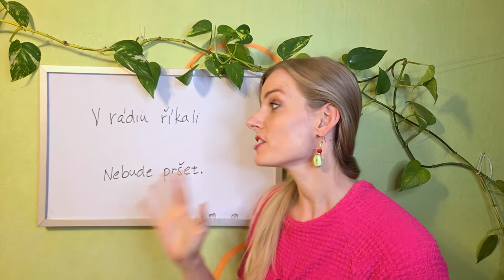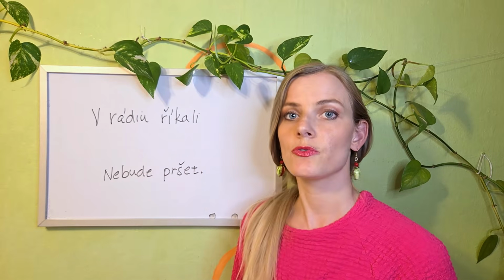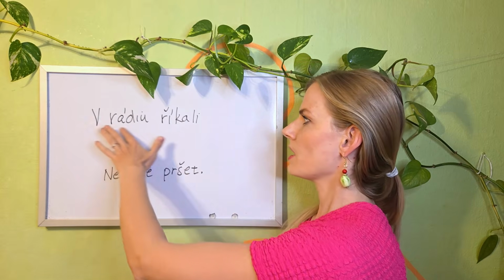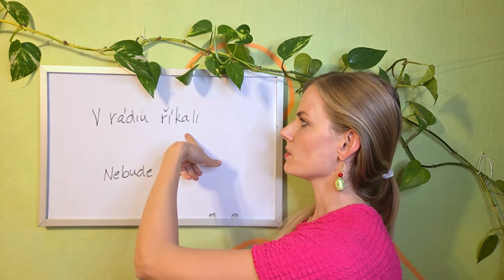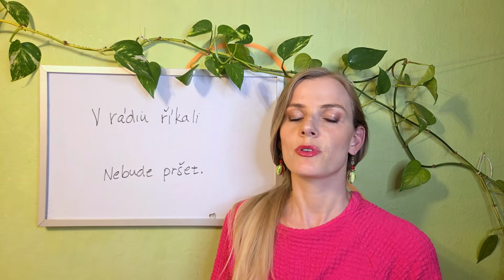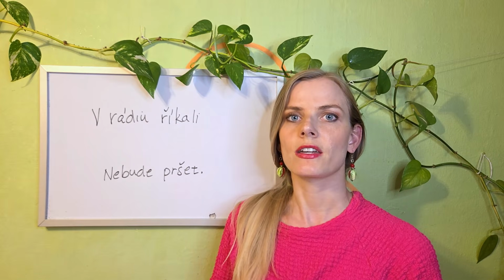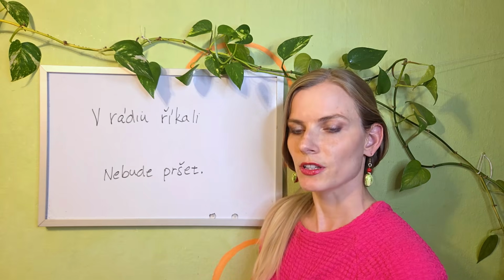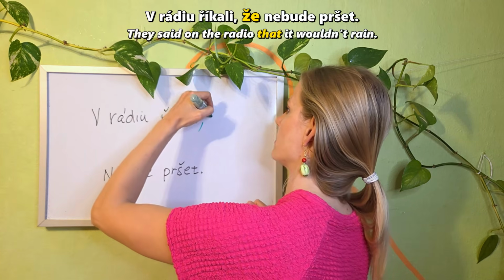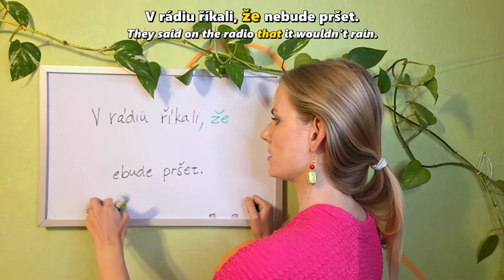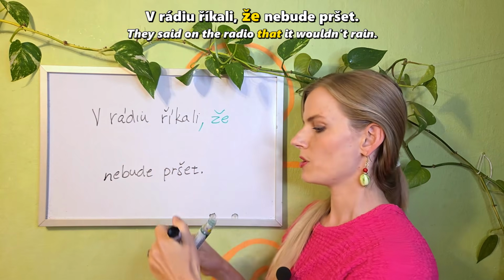Now we're going to change it again a little bit. You heard the forecast that said it was not gonna rain. So, v rádiu říkali, they said on the radio, it won't rain. What could we use to connect this? We could say that, and in Czech is že. V rádiu říkali, že nebude pršet. We put a comma here. V rádiu říkali, že, and we connect it here. V rádiu říkali, že nebude pršet.